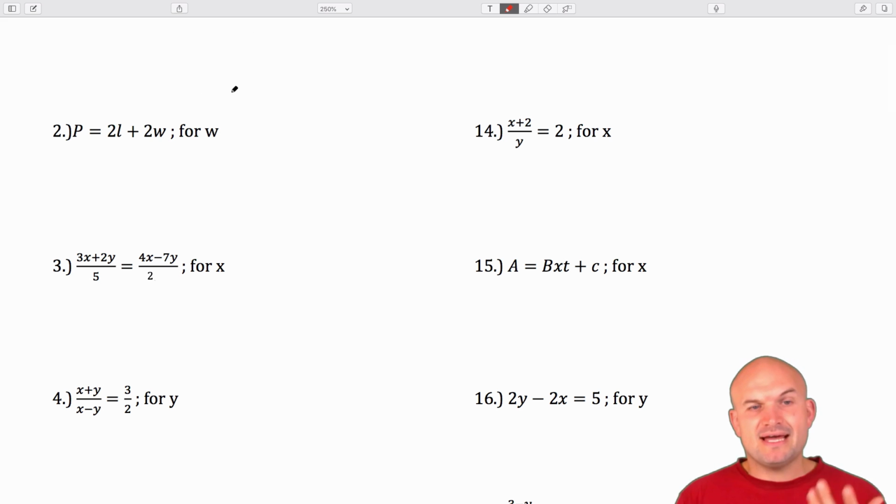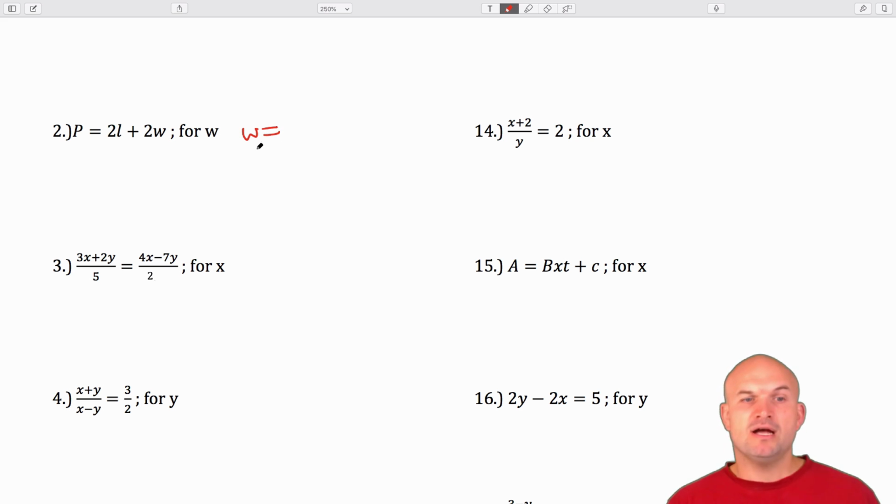to solve for w. And again, if we want to solve for w, that means we want our final answer to be w equals. We basically want w to be isolated by itself, alone, and we want the coefficient of w to be a positive 1. So you can see right now, w on the right-hand side is not by itself. There is a 2l, as well as it's being multiplied by 2.